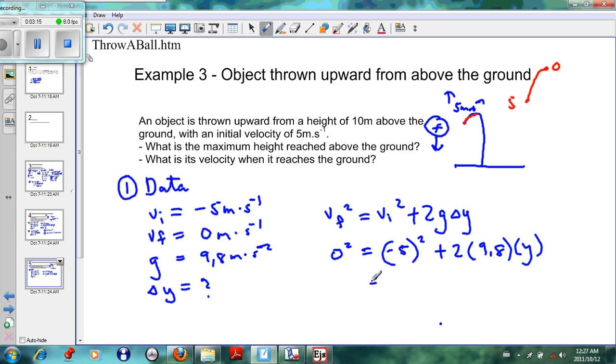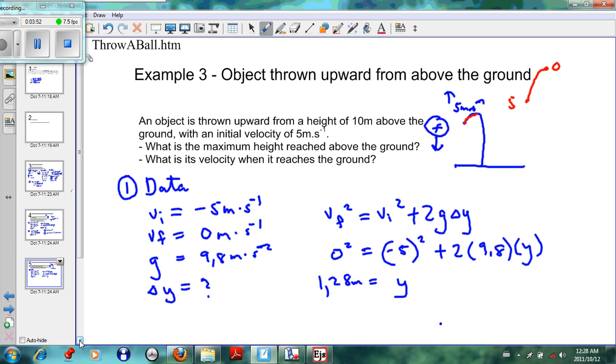to find. And if you work this out, we see that our delta y is equal to 1,28 meters. Let me just double check that for us: 1,28 meters. That will be the maximum height reached.